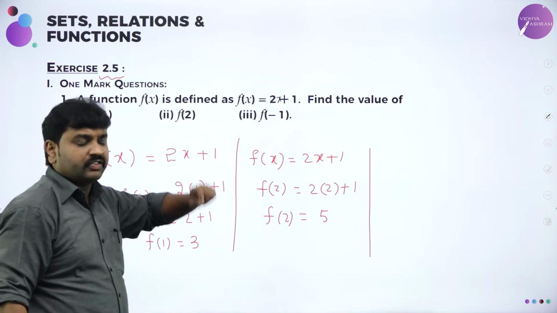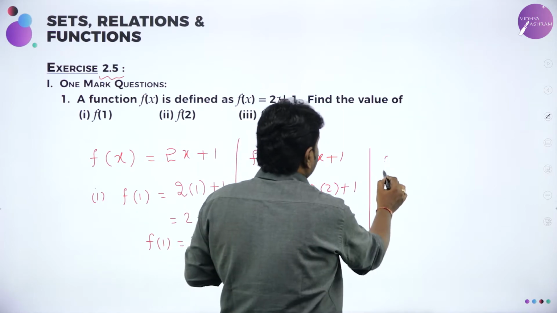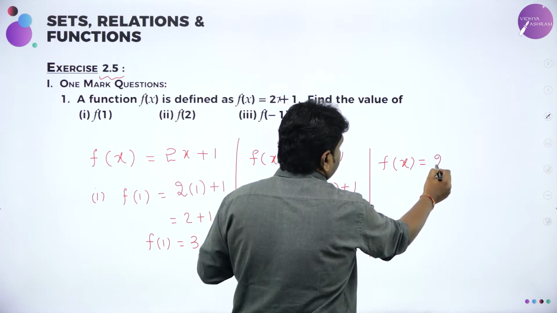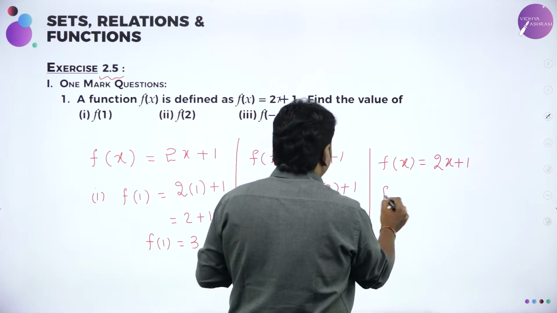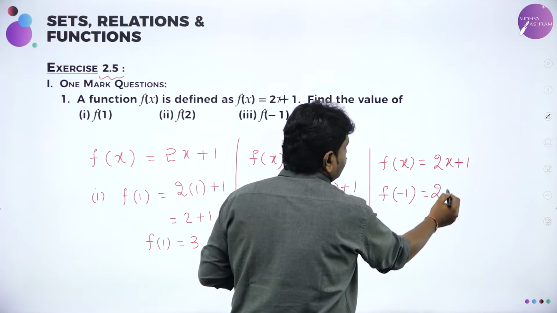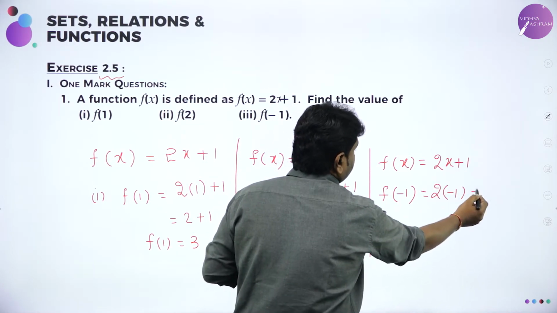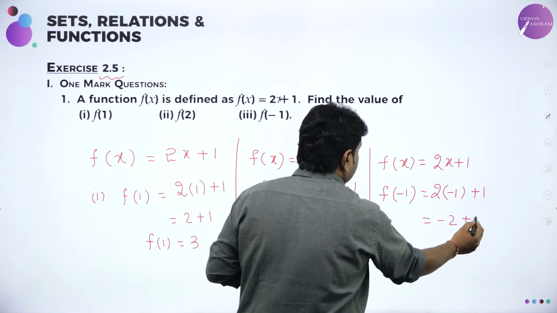Then they want you to find f of minus 1, in the place of x put minus 1. So, what is f of x? They gave in the problem f of x is 2x plus 1. They want f of minus 1, in the place of x put minus 1, 2 into, here we have x, in the place of x put minus 1. So, minus 2 plus 1, minus 1.